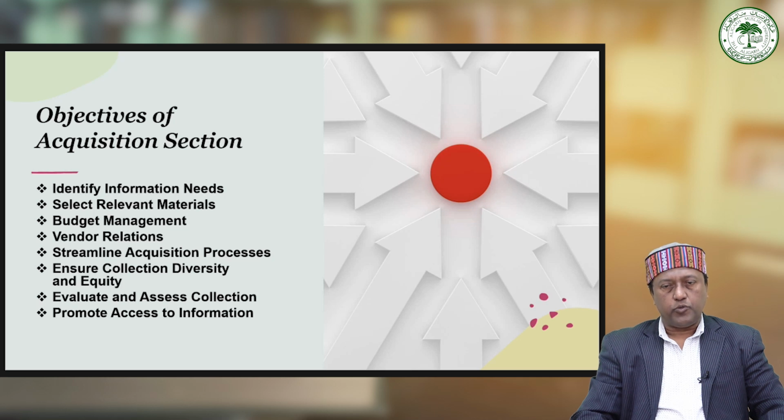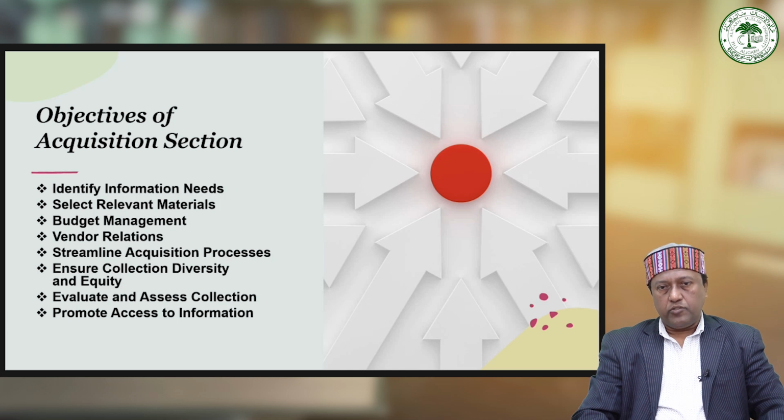Another objective is to ensure collection diversity and equity. The acquisition section must strive to build a diverse and inclusive collection that reflects the cultural, linguistic, and informational needs of the library's diverse user community. And this involves acquiring materials in multiple formats, languages, and subject areas to ensure equitable access to all users. Means equal access to all the users basically.